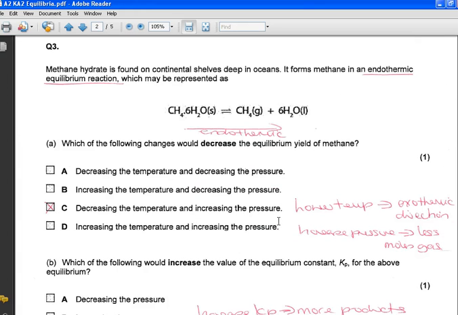Okay, question 3. We're told it's an endothermic equilibrium reaction. So what is going to decrease the equilibrium yield of methane? If it's endothermic, then we would need to decrease the temperature if we want to decrease the amount of methane being made. And if we increase the pressure, then obviously there's no gas on this side, so that's going to effectively move us over to the side with less moles of gas.